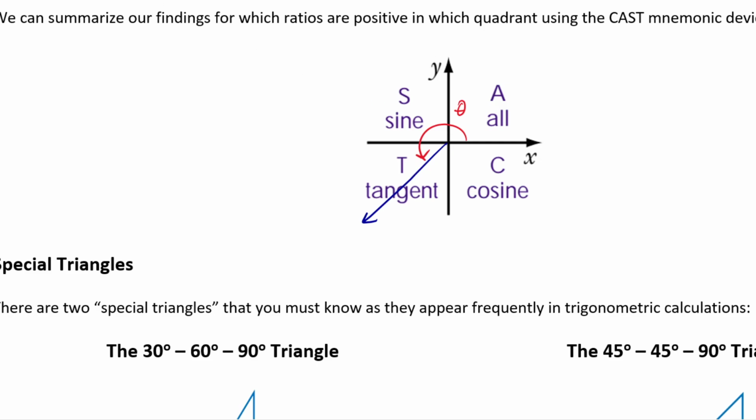Lastly, and without having to redraw the terminal arm and theta, any terminal arm in the fourth quadrant will result in the cosine ratio being positive. All other ratios will be negative. Let's take a look at two examples in which we can further examine this concept.